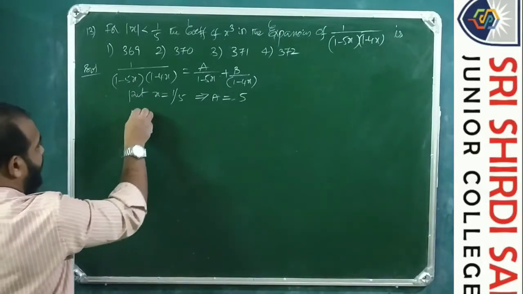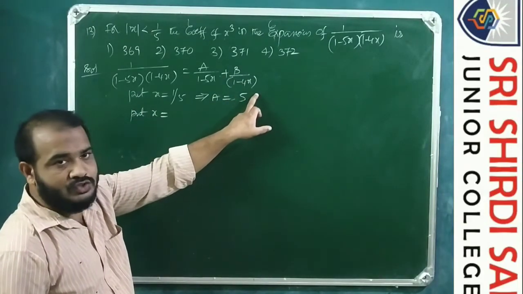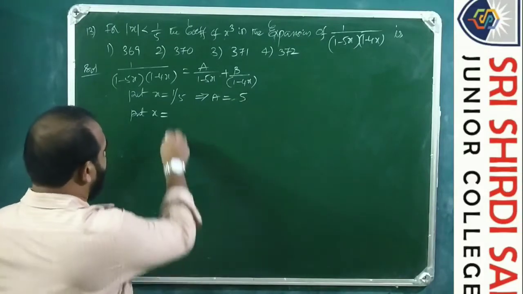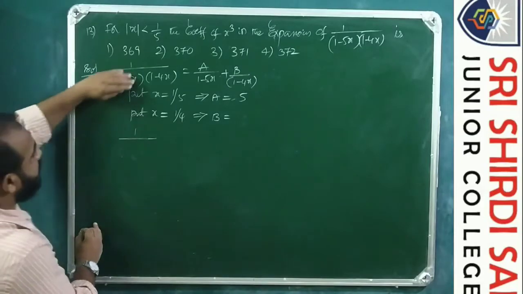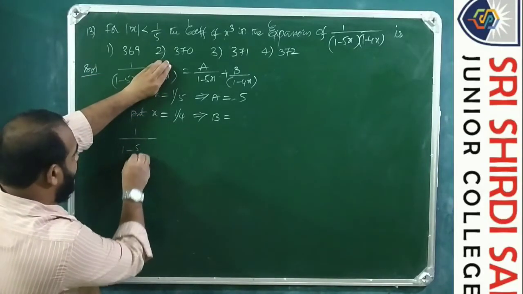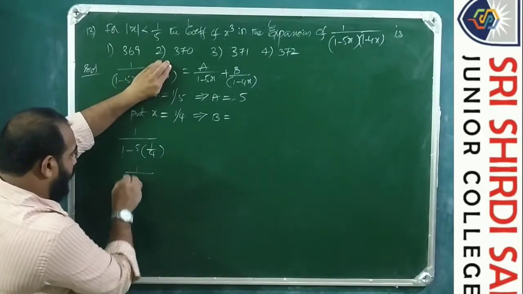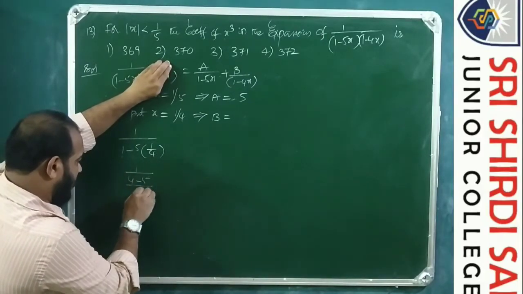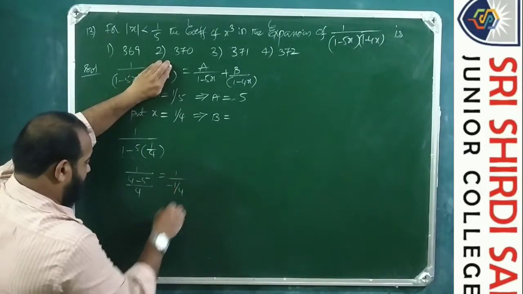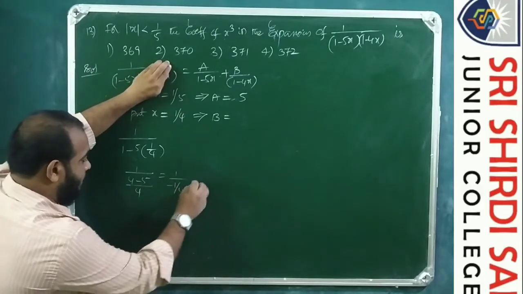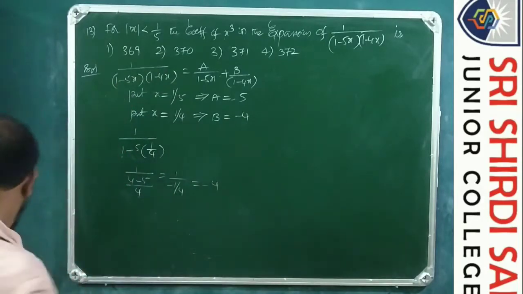Now put 1 minus 4x equals to 0, 1 is equals to 4x, x is equals to 1 by 4. Then b is equals to 1 by, covering this, 1 minus 5 into 1 by 4. So 1 by 4 minus 5 by 4, so this is 4 minus 5, which is minus 1 by 4. So 1 by minus 1 by 4 is minus 4.